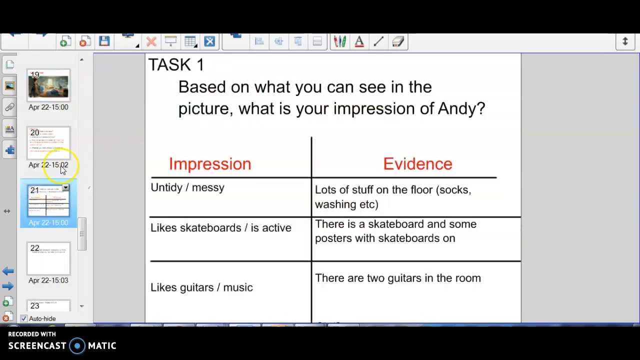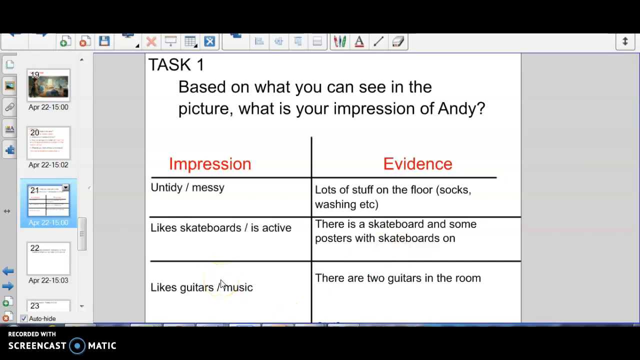Then I asked you to have a go at this question. Based on what you can see in the picture, what is your impression of Andy? So remember, we're reading that question carefully, and this question's asking us about Andy, not Woody, and not the room. So my first impression is that he is untidy or he's a bit messy. Why? What's my evidence? Because there's lots of stuff on the floor, so there's socks, washing, and other things on the floor. My other impression of Andy is he likes skateboards or he's quite an active person. And what's my evidence? There's a skateboard and some posters with skateboards on.